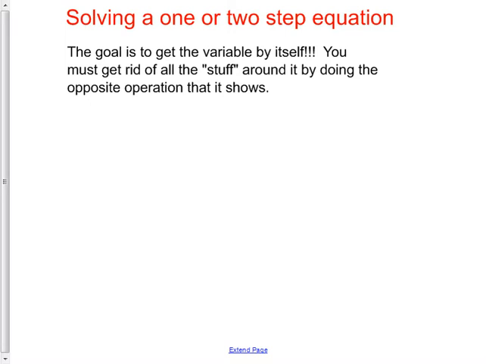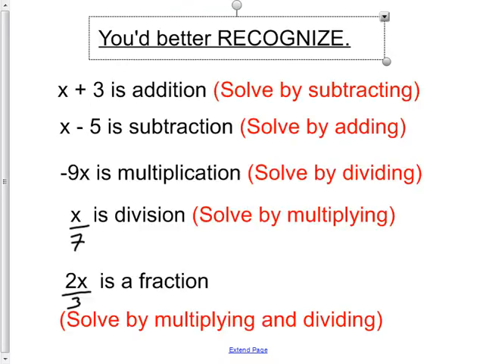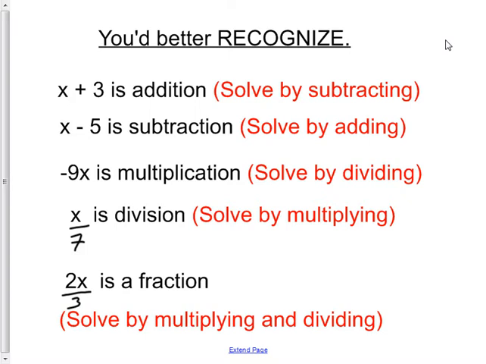which ultimately means you must get rid of all the other stuff that's around it, and you're going to get rid of that stuff by doing the opposite operation that it shows. Okay? The first thing that you need to make sure is that you know that the variable is what you want to get by itself. If you don't know that, then you need a lot of work on these equations. And you'd better recognize what's happening.